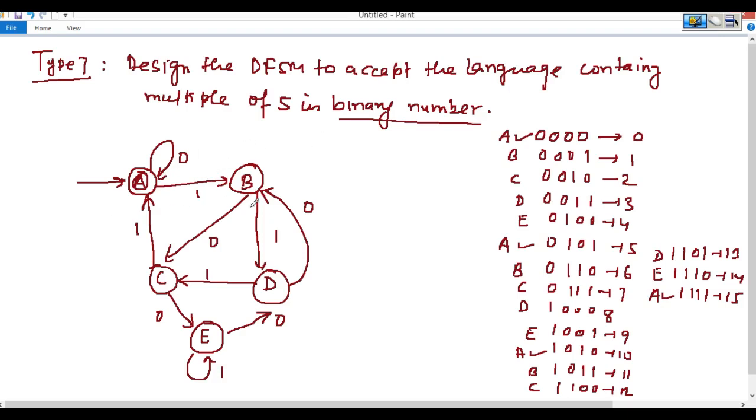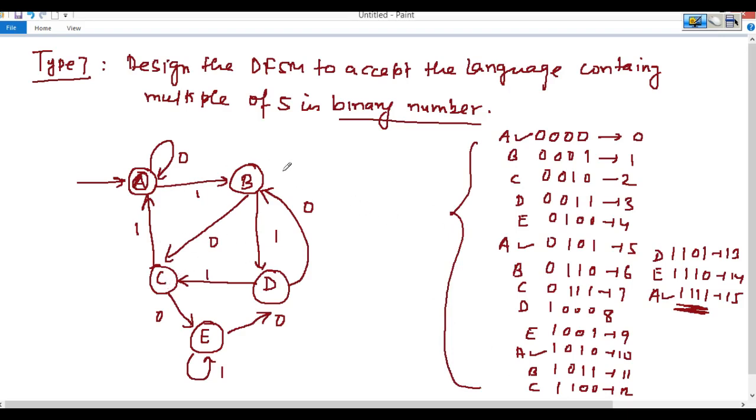This is already accepting everything. Consider 4 1, which should be accepted by this machine. So 1 1 and 1 and 1, it is accepting here. So this is how you can design multiples of binary numbers. You can design up to the 15th number, and based on that you can design the states A, B, C, D.